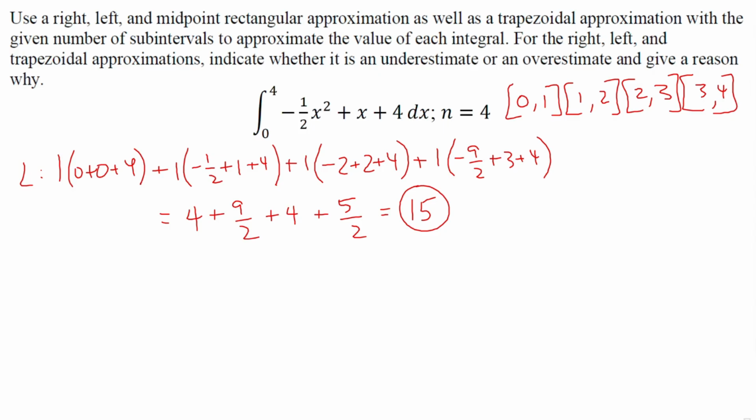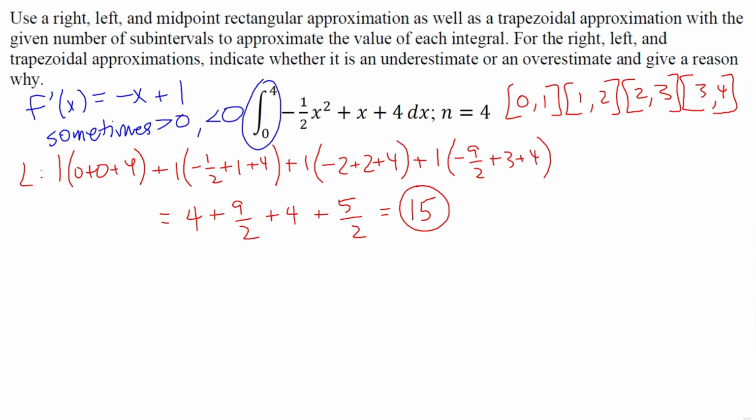And then we can use whether the function is increasing or decreasing on that interval to determine if this is an under or an overestimate. So our derivative, f prime of x, is just going to be negative x plus 1. For all of the values between 0 and 4, if I take any of those values and plug it in, sometimes I get a positive number and sometimes I get a negative number. And so on our interval, this is sometimes greater than 0, sometimes less than 0.